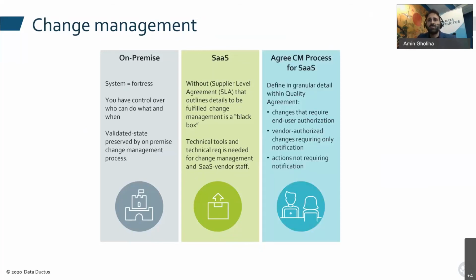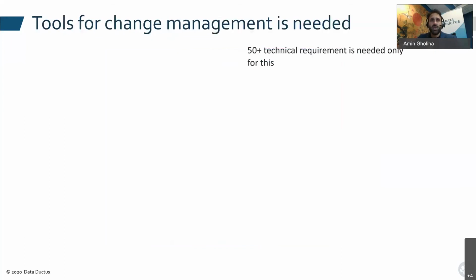And you need to have a very detailed quality agreement. And you need to clearly define in this quality agreement changes that require end user authorization, vendor authorization, changes that only require notification to you, and actions that do not require notification. And this needs to be very detailed and very clearly expressed, because it's difficult to renegotiate this once you have gone online and have done your validation, basically. So the tools for the change management is needed.